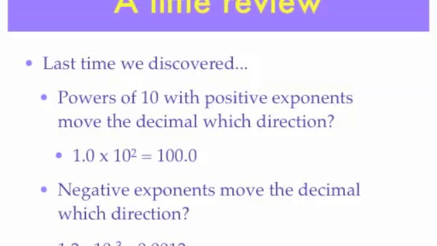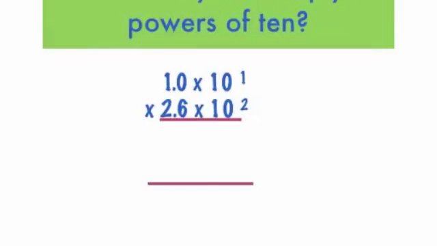1.2 times 10 to the negative 3 equals 0.0012. Which direction did the decimal point move? How do you multiply powers of 10? Let's multiply these two numbers, 1.0 times 10 to the first, which is just 10, but we're going to use this as an example, times 2.6 times 10 to the second.